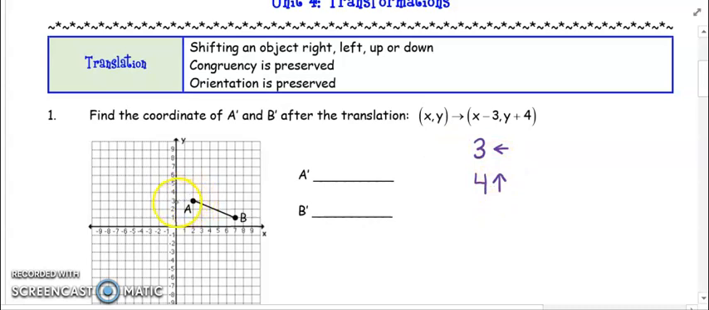Let's do it. 1, 2, 3 to the left, 1, 2, 3, 4 up. And here is where A prime is going to be. That coordinate is (-1, 7). Make sure you put your parentheses around it because that makes it an ordered pair. For B, 1, 2, 3 to the left, 1, 2, 3, 4 up. Here is B prime. B prime's coordinate is (4, 5). And then we can connect those dots.